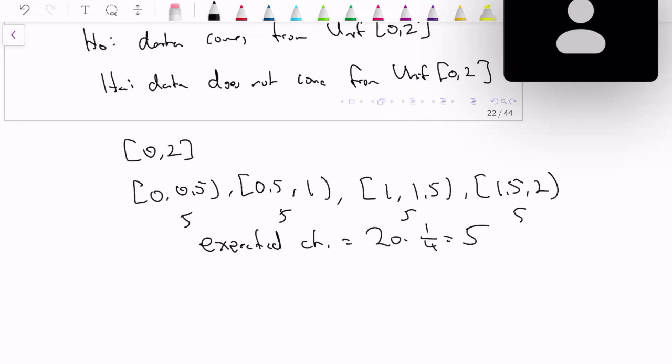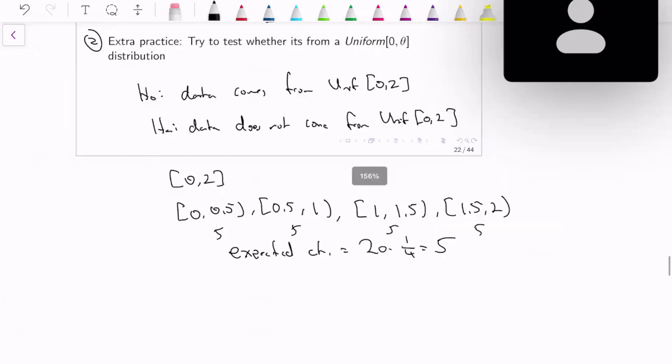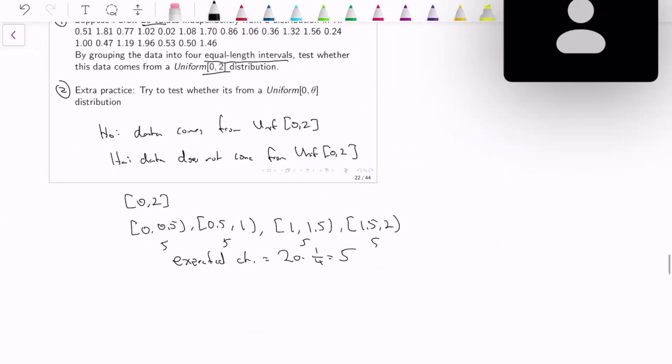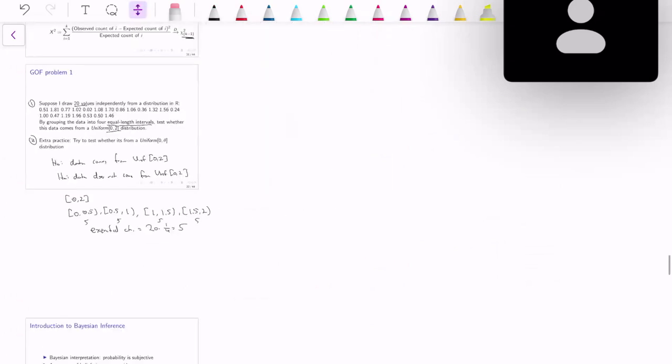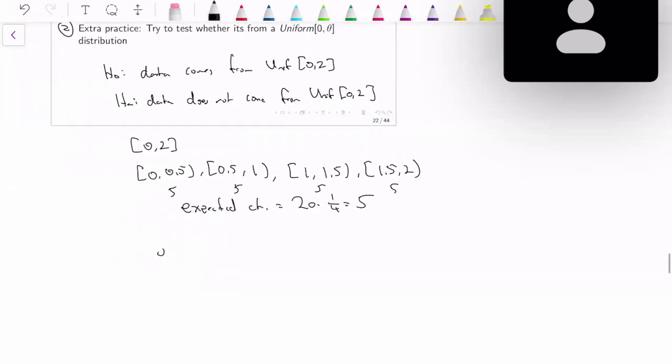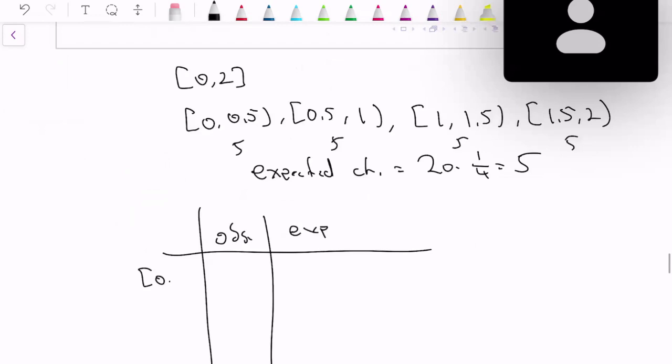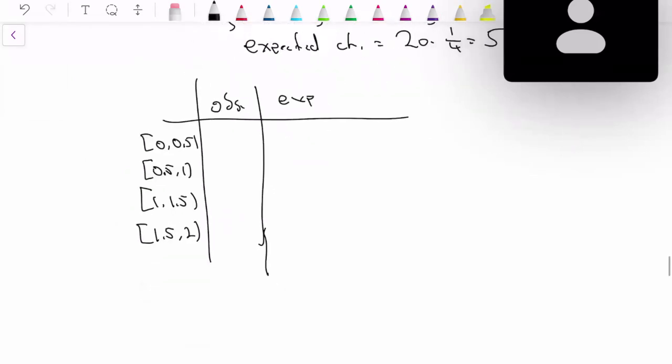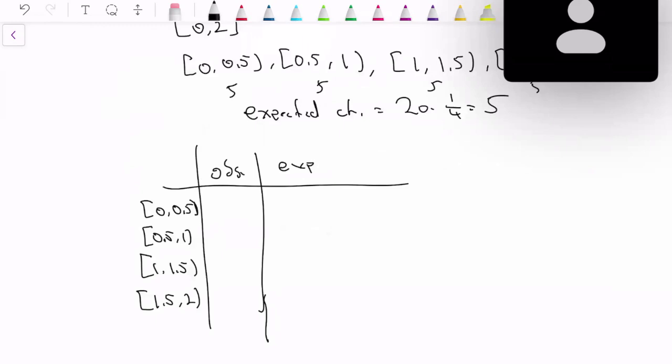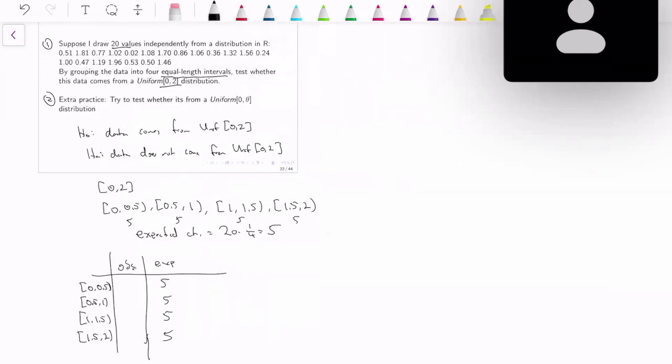So we have our observations here. I'm going to create a table so that it's easy to see. We have the observed, we have the expected, and then we have each of the intervals that we made earlier. For each of these groups, we expect 5 to fall in each interval. So now we just count.